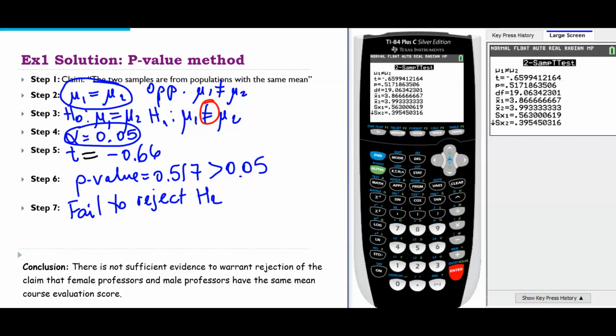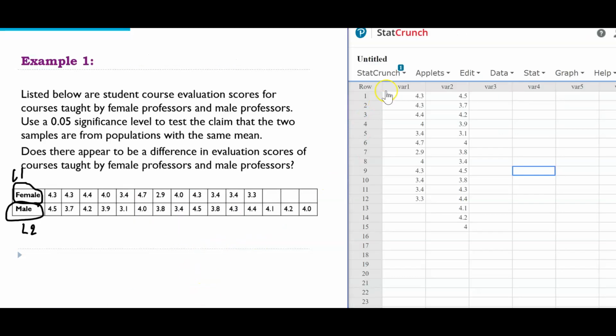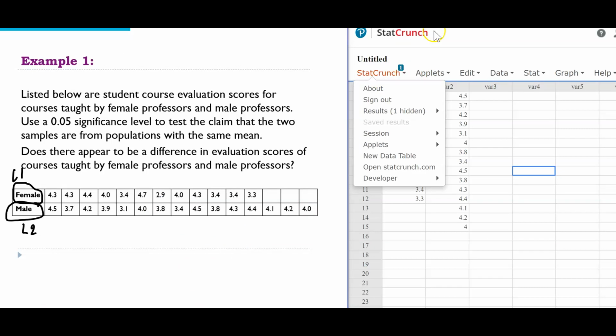If you forgot how to rewrite the conclusion in non-technical terms, feel free to pick up the table of wording the final conclusion. Since our original claim includes equality and we failed to reject the null hypothesis, here would be our conclusion: there is not sufficient evidence to warrant rejection of the claim. Restate the claim. Now let's do the same calculations using StatCrunch.